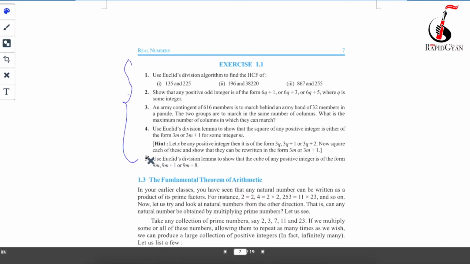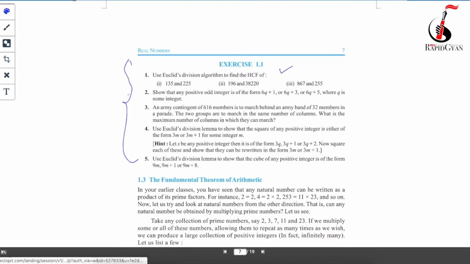Also, after watching that video, please make sure to solve this exercise 1.1 by yourself. Once you are done with your solution, then only watch this video to verify your solution. Also, this video will help you in writing the solution in your exam. Alright, so let's start with the first question of your exercise 1.1, which is this one.